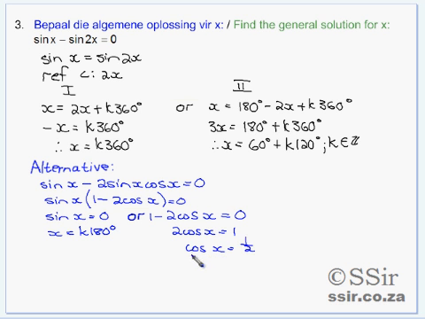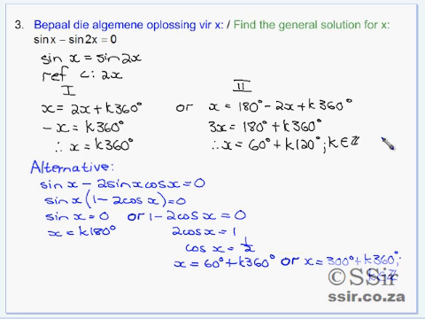When I calculate, using my calculator, second function cos of a half, I get 60 degrees. So in the first quadrant, x will equal 60 degrees plus multiples of 360, or in the fourth quadrant, x will be equal to 360 minus 60 degrees, which is 300 degrees, plus multiples of 360. With, of course, k being an element of the integers.